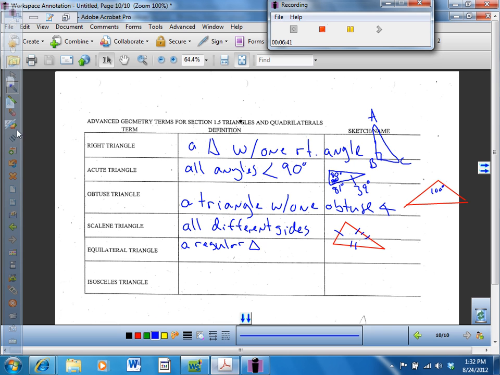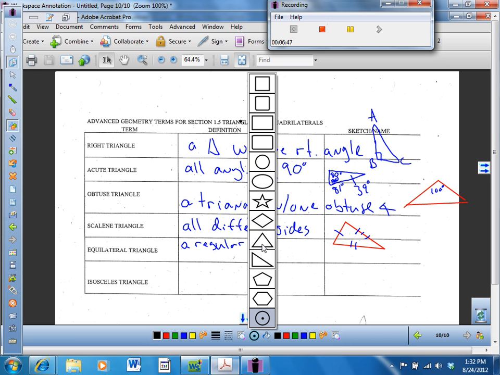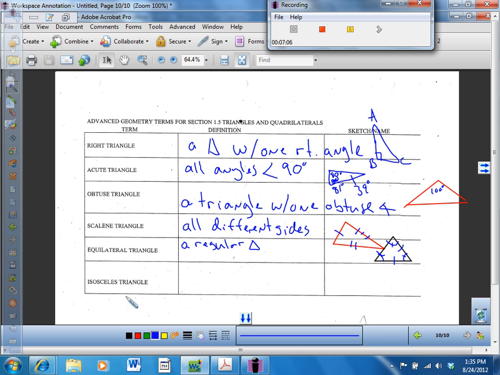So I think I can draw a picture of one of those pretty easily with my special tool. Good. And an equilateral triangle looks kind of like that. And you can mark it up, put a mark there, a mark there, a mark there, and then indicate that that's congruent to that, which is congruent to that equilateral triangle. Okay? Isosceles. Oh, how do you say that?